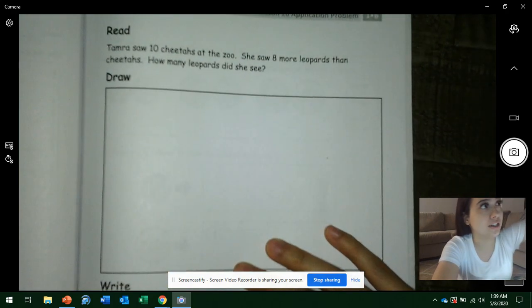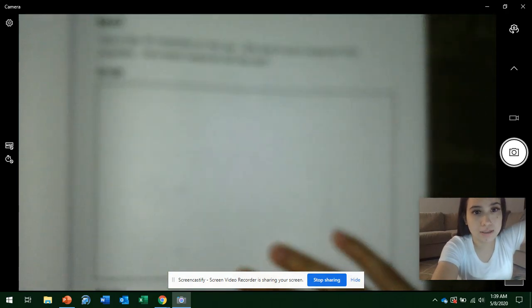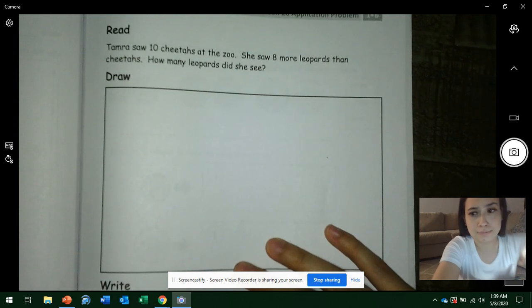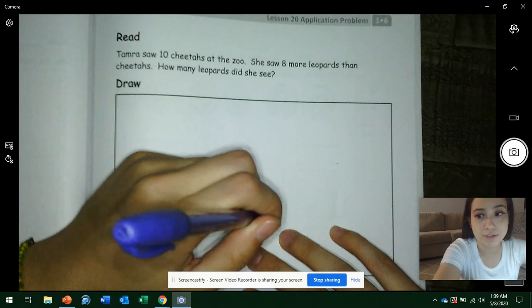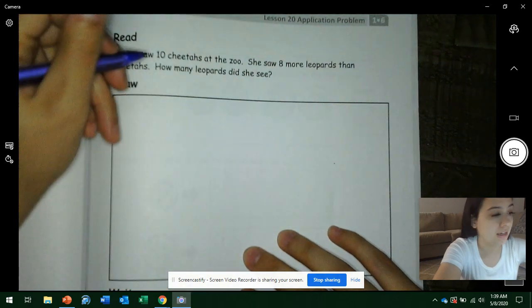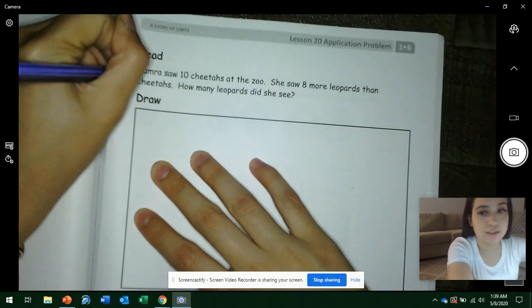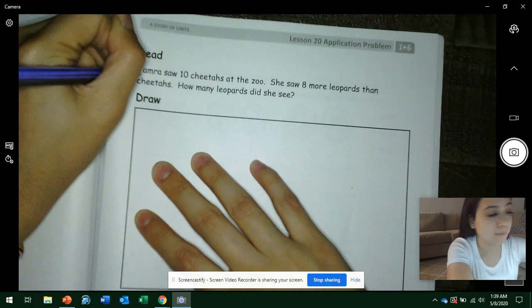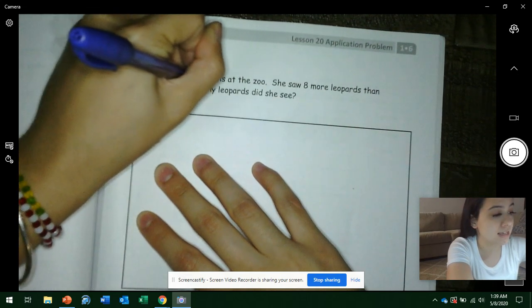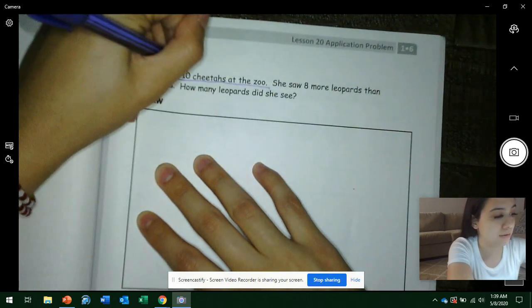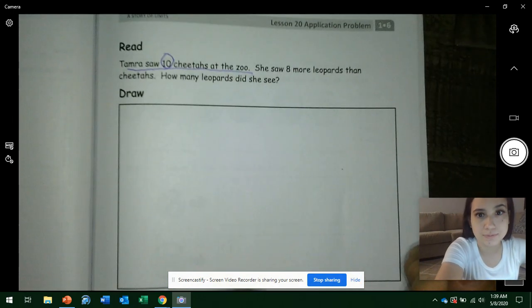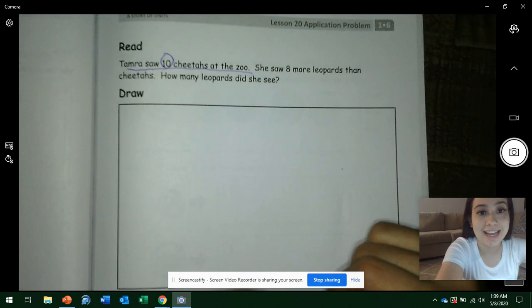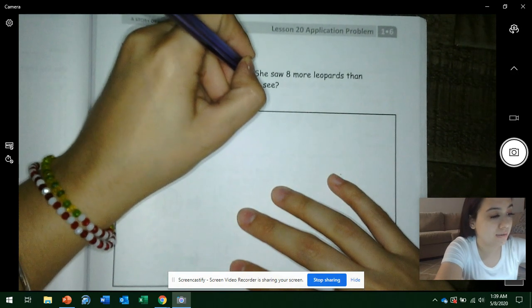Okay, let's start. First, we're going to read and underline. Pencils in your hand. Okay, let's do it together. Get ready. Tamara saw 10 cheetahs at the zoo. How many cheetahs at the zoo? Get ready. Yes, 10. Let's read and underline the rest.